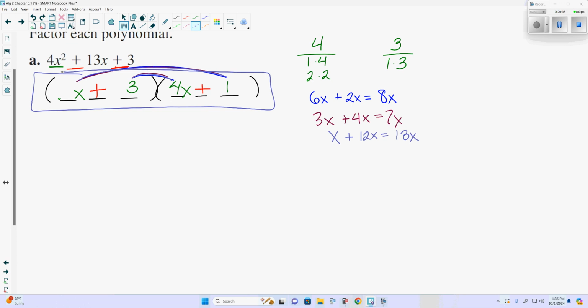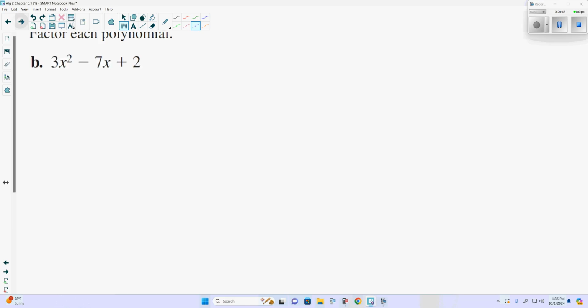Questions on this here? Are you ready for the next one? 3x squared minus 7x plus 2. Is there a greatest common factor between the three terms? No.